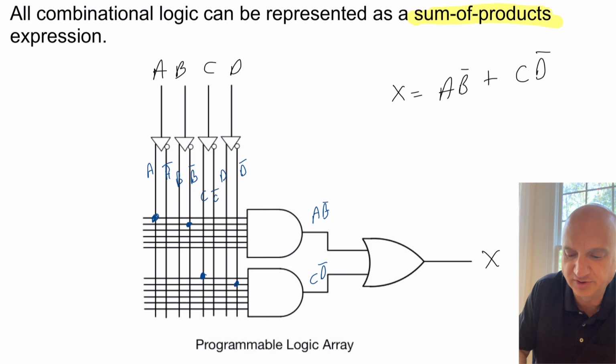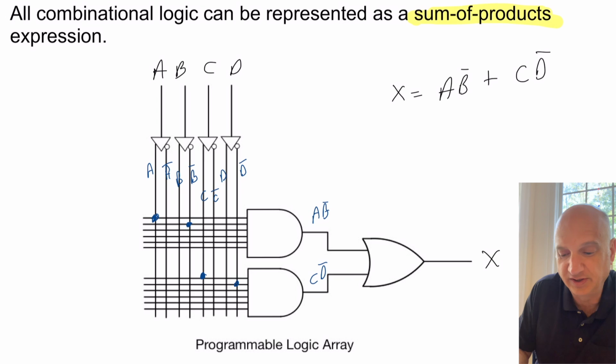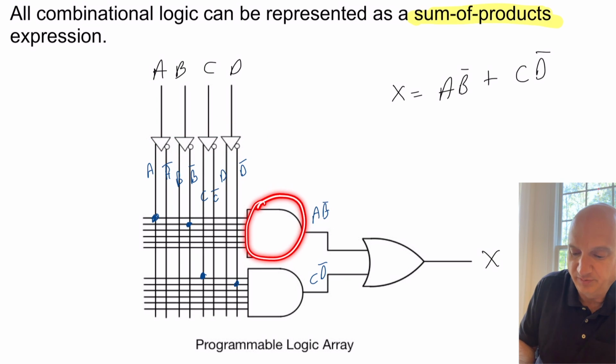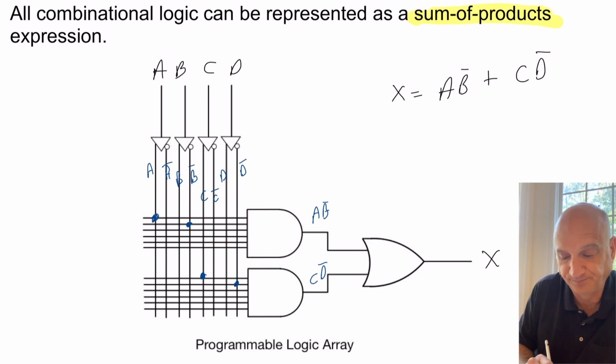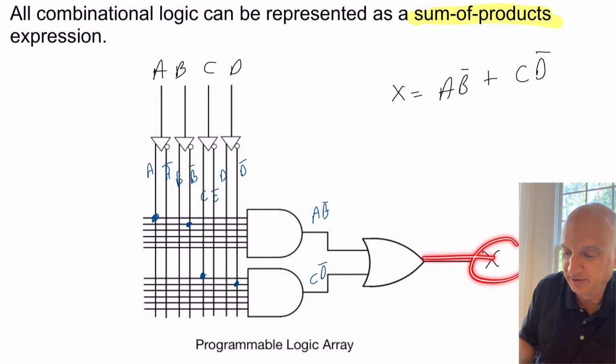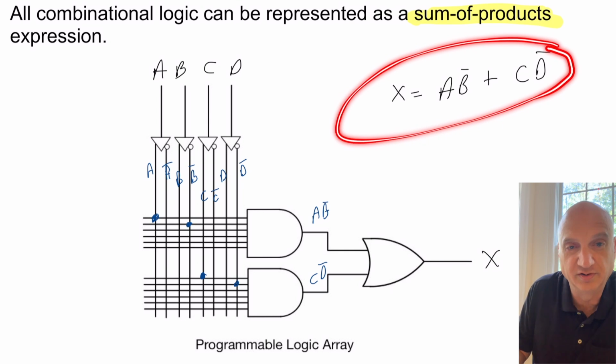So the basic concepts is you have a series of inputs feeding into the grid. You are providing both the inverted and non-inverted version of those inputs in the grid. Every product term has access to the inputs by simply making the connections that you want to make. And so these are all fed into an OR gate to give you your final answer. And it's all centered around the fact that you can describe any combinational logic as a sum of products.